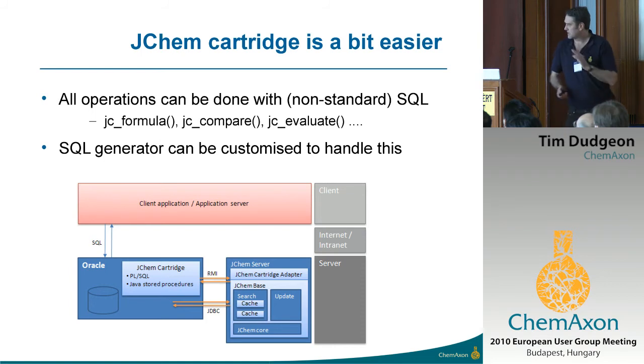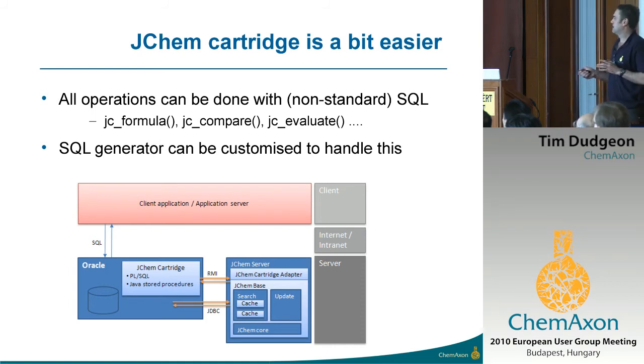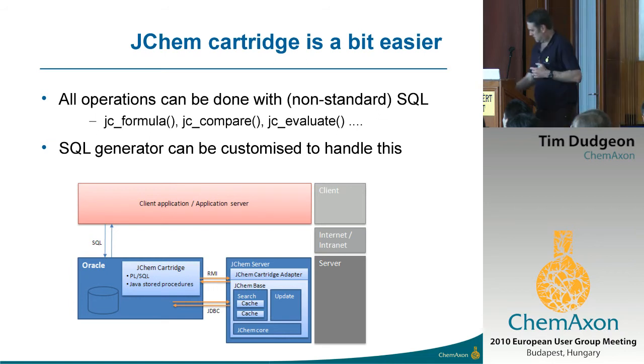For JChem Cartridge, it's actually a bit better, because with JChem Cartridge, the situation is turned inside out in a way, so that the JChem part is actually moved inside Oracle, or inside the JChem server. The application can now talk to Oracle using plain SQL. But unfortunately, it's not standard SQL. It's got operators like JC formula, JC compare, and things like that, but it is at least SQL.